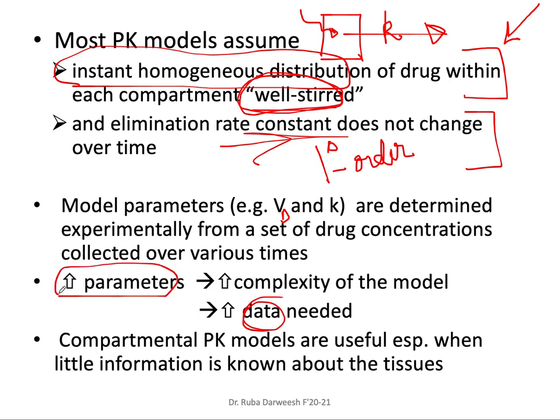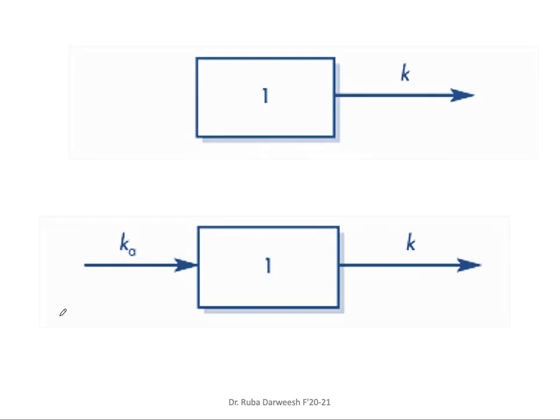Okay, so again, if the number of compartments in the model is increasing, it means the model is more complex. And if the model is more complex, it means that we need to do more experiments. We need to have more samples and data points. And if we have more samples and data points, it means that we have more parameters to define that model. Okay, and this is one example on that.